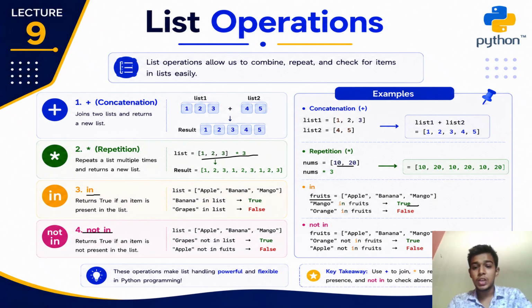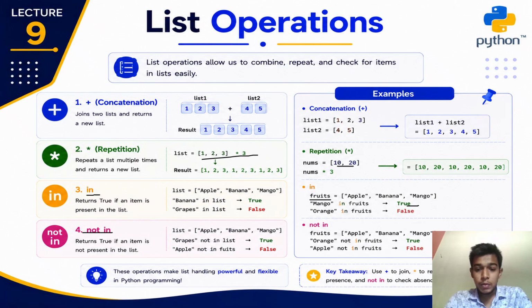Now let's do a quick comparison. Concatenation helps to join two lists. Repetition helps to repeat a list. Membership checks whether an item exists, while non-membership checks whether an item does not exist. These are some of the most commonly used list operations in Python. Now remember: use plus to combine lists, asterisk to repeat a list, in to check whether an element is present, and not in to check whether it is absent. Mastering these basic operations will make working with lists much easier.